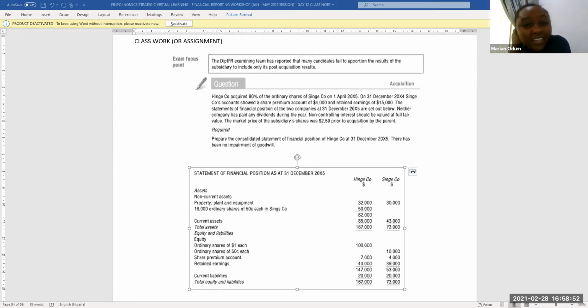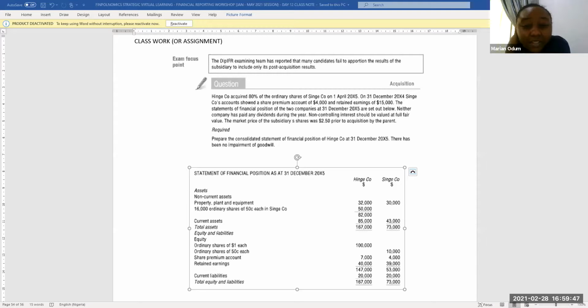Int'l acquired 80% of the ordinary shares of Int'l on 1st April 2005. On 31st December 2004, Int'l's accounts showed a share premium account of $4,000 and retained earnings of $15,000. The statements of financial position of the two companies as at 31st December 2005 are set out below. Neither company has paid any dividends during the year. Non-controlling interest should be valued at full fair value. The share price was $2.50 prior to acquisition by the parent. Required: prepare the consolidated statement of financial position of Int'l at 31st December 2005. There has been no impairment of goodwill.